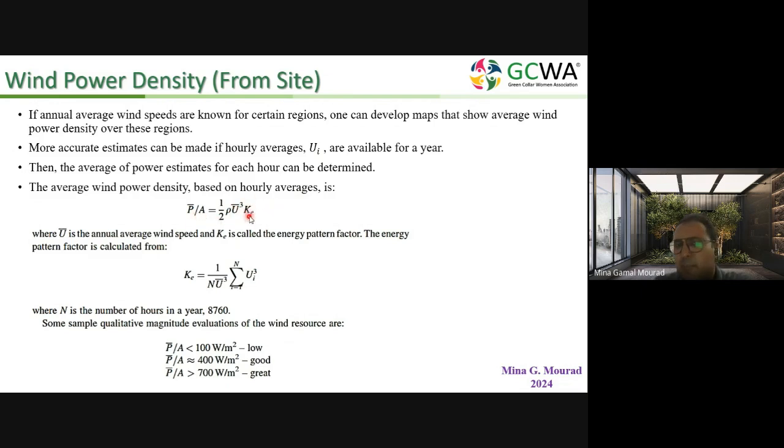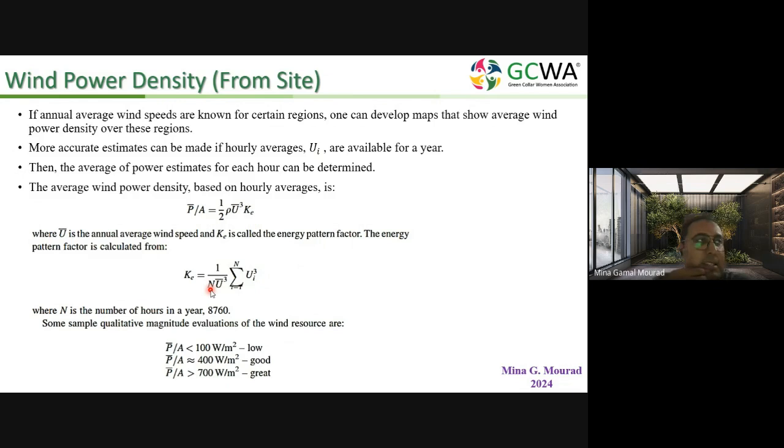It is multiplied by KE. What is KE? It is the energy pattern factor. It can be considered the mean of the wind energy readings across a period. How does it come about? KE is the summation of Ui, the instantaneous velocities cubed, divided by the number of readings.